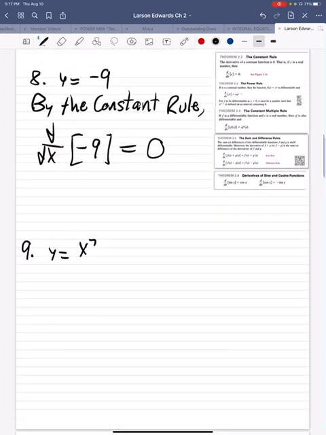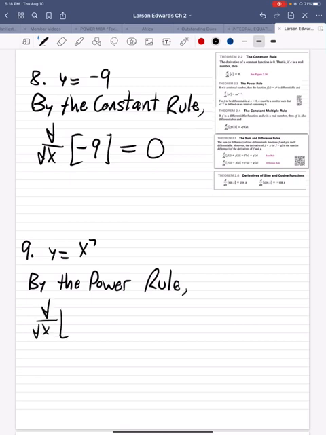Problem 9. y is equal to x to the 7th power. So this time we do have a term involving x. So by the power rule, the derivative of some polynomial x to the n is equal to nx to the n minus 1, where n is the power of x.